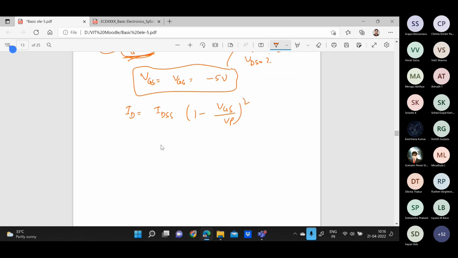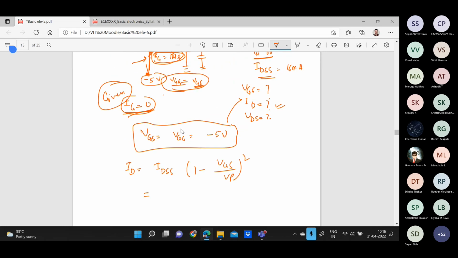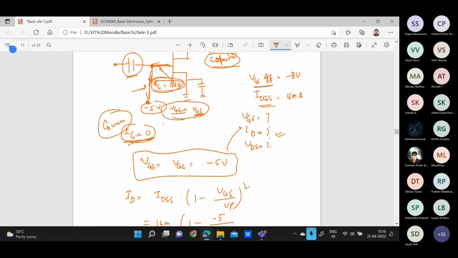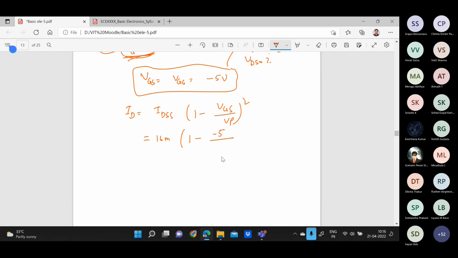Now you apply these values in the formula. IDSS is 16 milliamps, 1 minus VGS is -5, VP is given to us, that is the VGS offset, that is -8 volts. This -8 volts, whole square. What will you get?